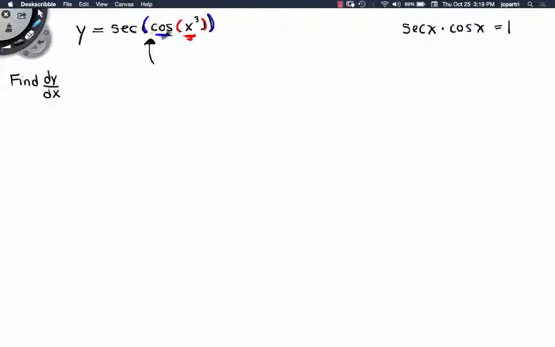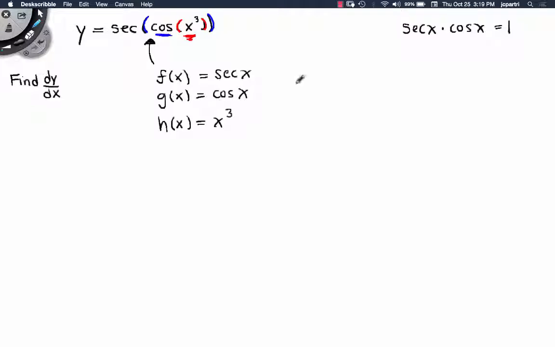This is a composition. So f is going to be my outermost function, which will be the secant of x. g will be the function that's inside of f, which is the cosine of x. And h will be the function inside of g, which is x cubed.